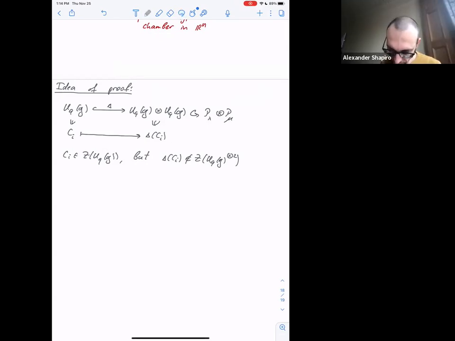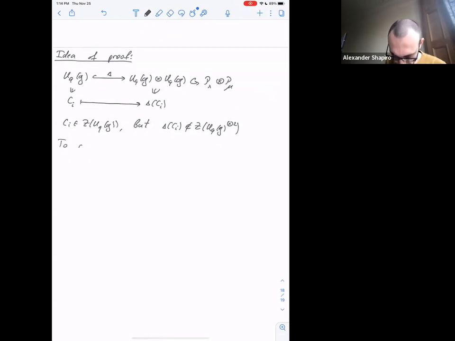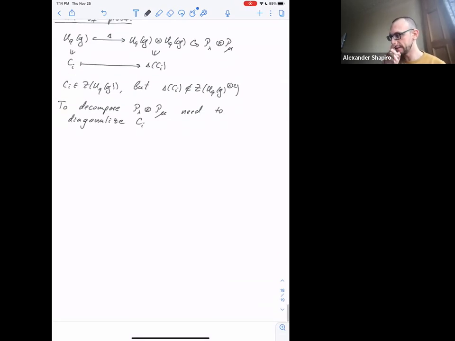All right. Great, and let me just put it down. So to decompose this tensor product P lambda tensor P mu, we just need to diagonalize the Casimirs Ci, right? And indeed, let's see on an example how this works.